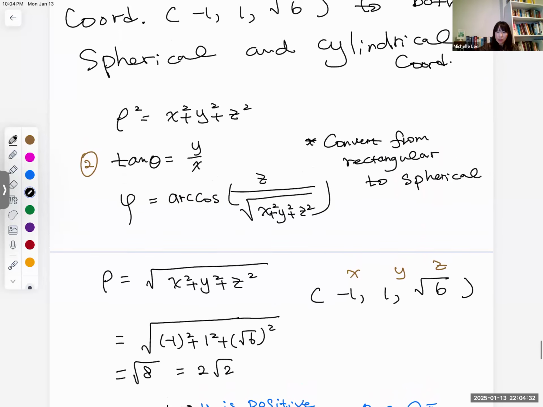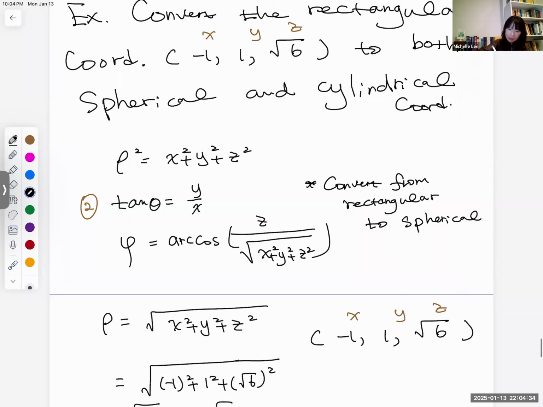Now the cylindrical coordinate. We can find the cylindrical coordinate easily, right? So what was it? R equals the square root of x squared plus y squared, and tan theta equals y over x, z equals z. That we can find easily.